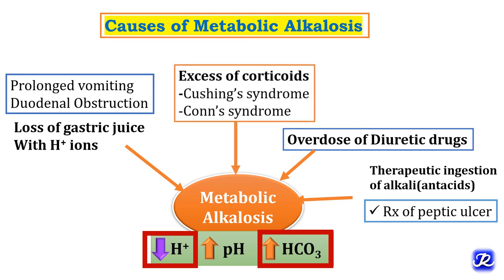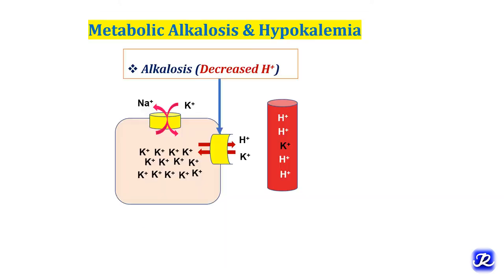When there is excess of corticoids, like in case of Cushing syndrome, in case of Conn syndrome, there is increased mineralocorticoid activity. So in that condition, the aldosterone, which is an important mineralocorticoid, increases the activity of the sodium hydrogen exchange protein in the kidney, and this causes the retention of sodium ions and excretion of hydrogen ions. Hypokalemia is also associated with this metabolic alkalosis. We will see in the next slide how hypokalemia is associated with metabolic alkalosis.